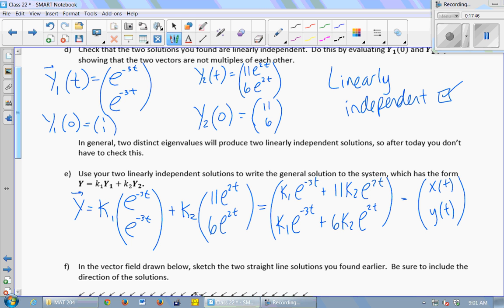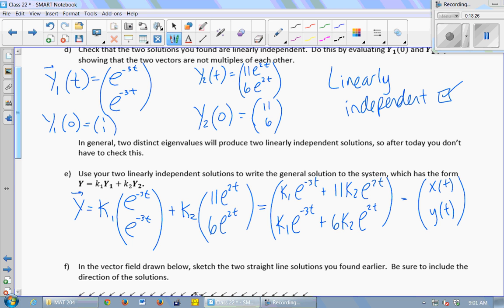Yeah, you could pull things out of here. Like you could write k1 e^(-3t) outside and then have (1, 1) in here. You could pull out e^(2t), so you'd have k2 e^(2t) out of the parentheses and then just have (11, 6) in the parentheses. There's lots of ways to write this that are correct. I've tried, when I've been writing down the answers for you in the back, to alternate the way I do it, so that you can see all the different ways to write it that are correct.